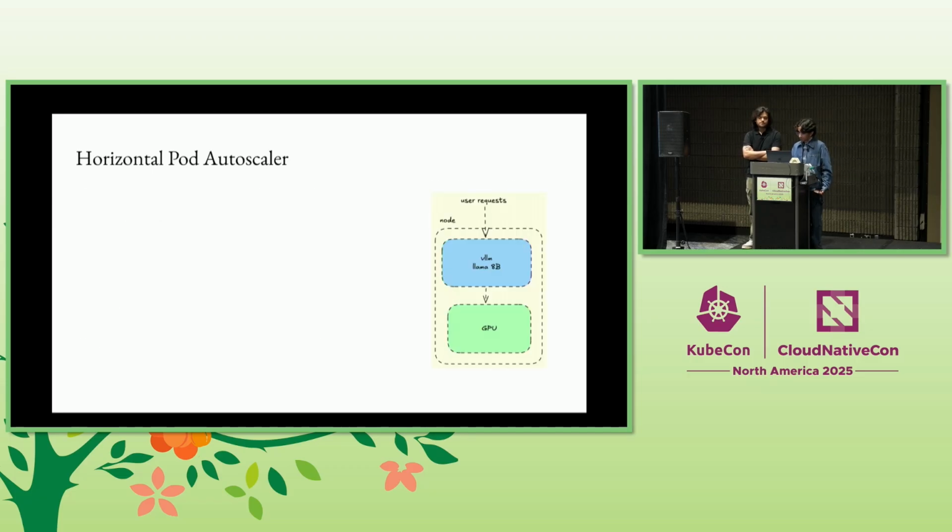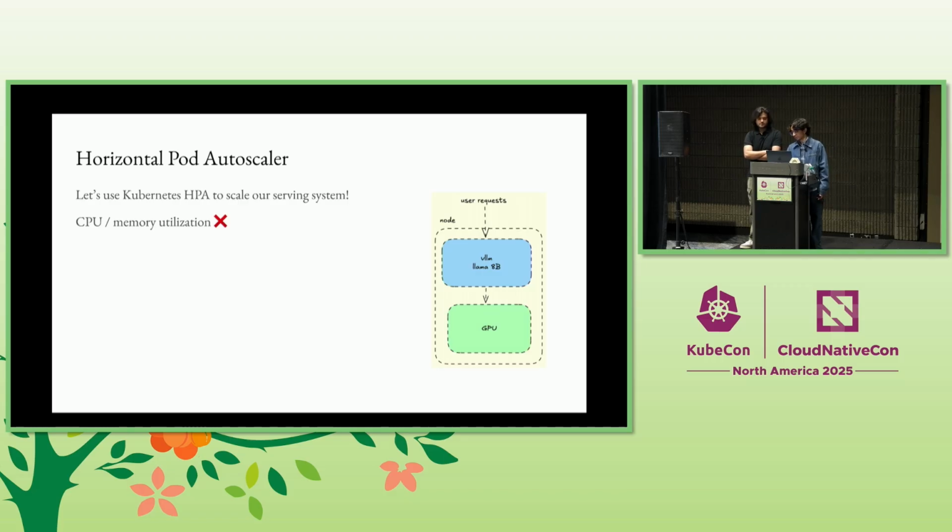To respond to these challenges, we can make use of horizontal pod auto-scaling in Kubernetes. But what do we scale on? CPU or memory utilization is clearly not a good metric for us here because that's not the main bottleneck at all. We're using GPU and GPU memory here.